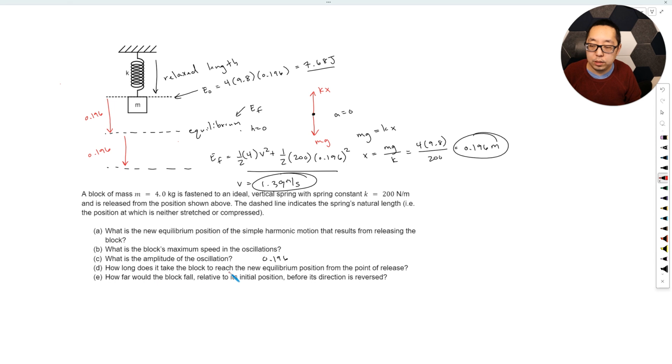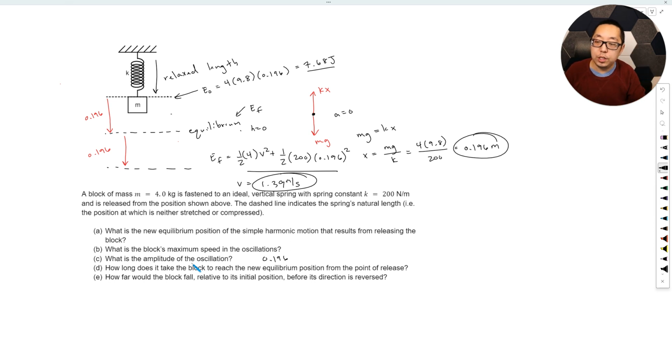How long does it take the block to reach the new equilibrium position from the point of release? Okay. So the time for the oscillation, we can't use kinematics because the acceleration is not constant, right? The spring force is going to vary as it falls. So the acceleration is not constant. Don't try to use kinematics on this. It's not going to work. Because remember, our kinematic equations only apply when the acceleration is constant. Acceleration is not constant here.